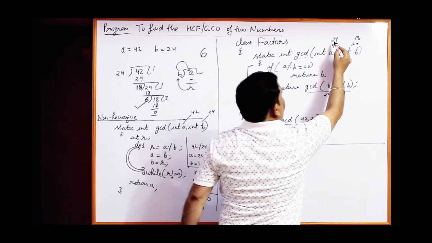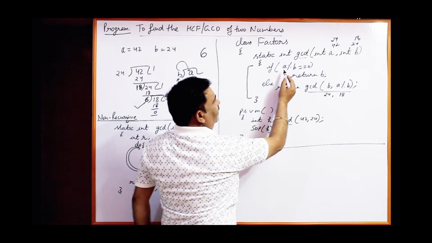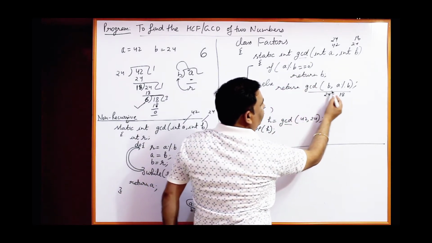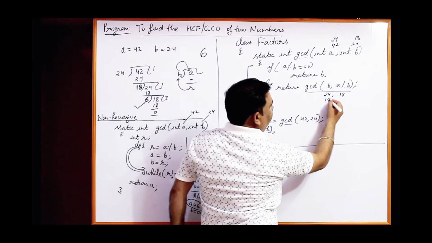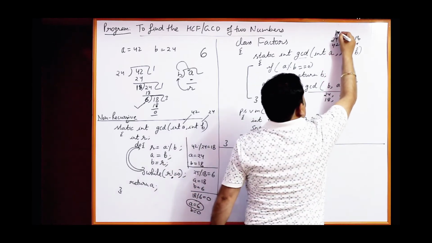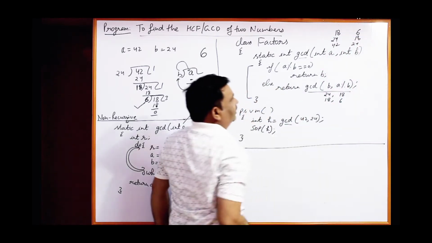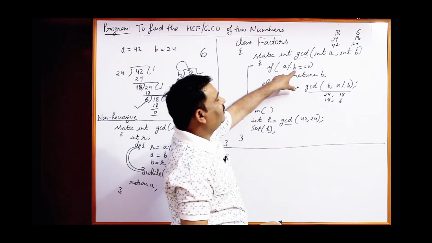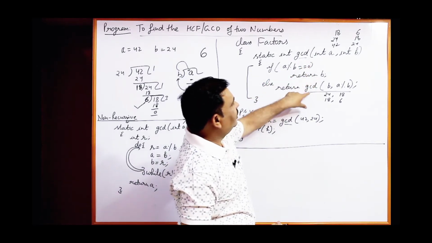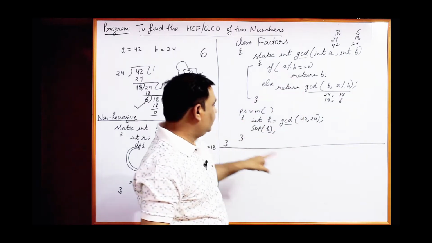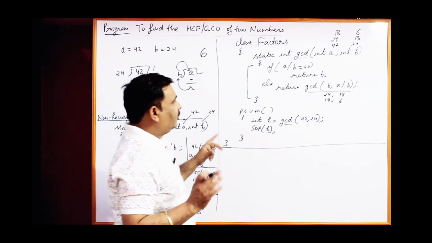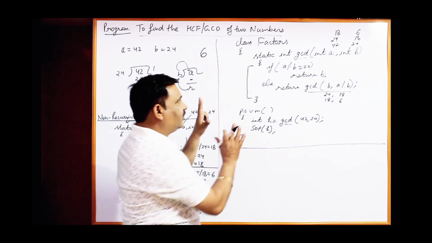Same way, now when A and B are 24 and 18, again 24 is not divisible by 18. So again call the function by passing 18 and 24 modulus 18, which is 6. In the next function call A and B will be 18 and 6. This time 18 is divisible by 6, the remainder will be 0, and you will return 6. 6 goes to this function, then this function, and finally to the main function. Once more, I am going to try in a different way. Actually, this function is completed.